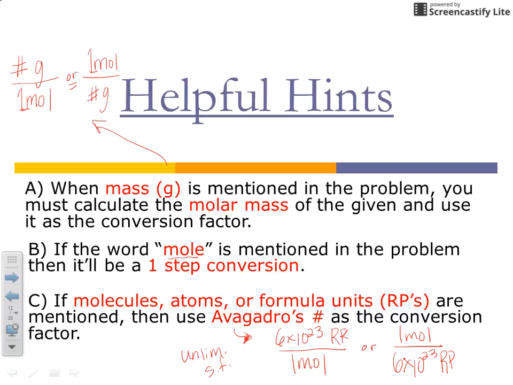So if you see moles in your problem, it's a one-step conversion. If you see mass mentioned, then you're going to have to calculate the molar mass and use that as your conversion factor. And if you see any of your representative particles, molecules, atoms, or formula units, then the conversion factor you need is Avogadro's number. In the next video, we will be working through some examples. You will need your periodic table, your calculator, and your worksheet.